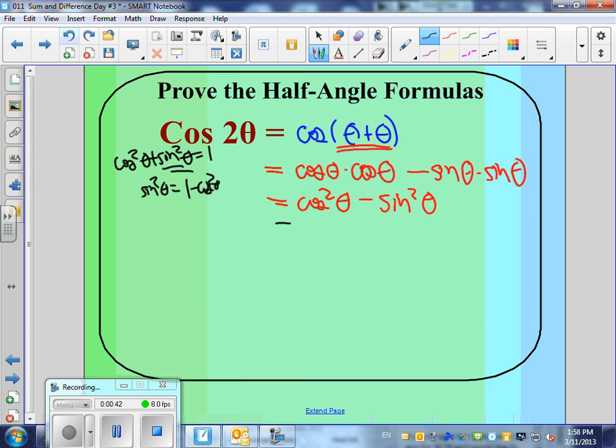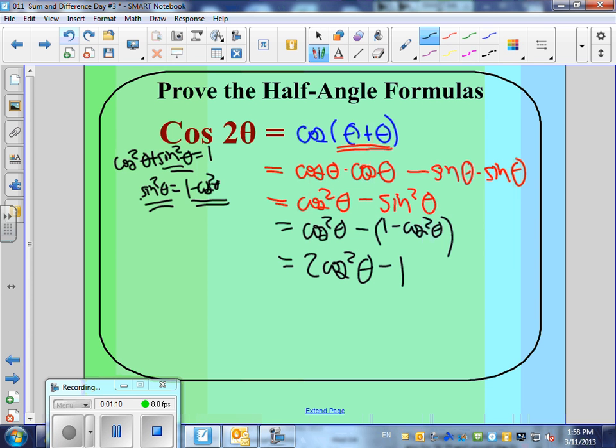Cool. So we can keep cosine squared, and wherever you see sine squared, I can replace it with 1 minus cosine squared. So go ahead and do that. How many cosine squareds do we have if we go minus a negative cosine squared? 2 of those. And that's equal to cosine 2 theta. Wow. You got it.